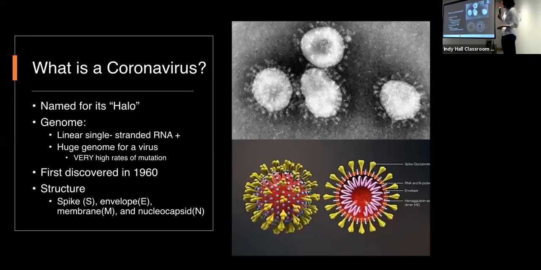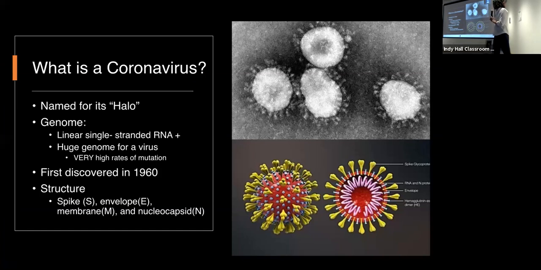Next slide. So what exactly is a coronavirus? You hear about what it is all the time. The reason it's called a coronavirus is not because of the beer, it's because it has a halo. This is an electron microscope image of it when it was first done in the 1960s. It has a halo around it, and thus it was called coronavirus.